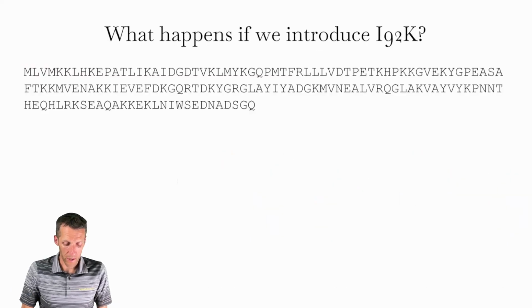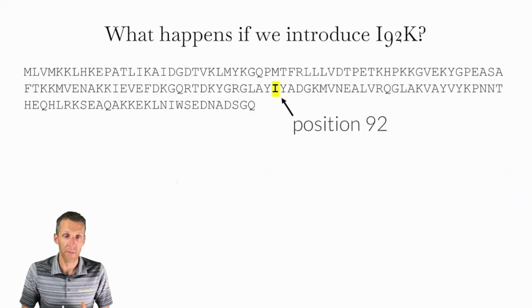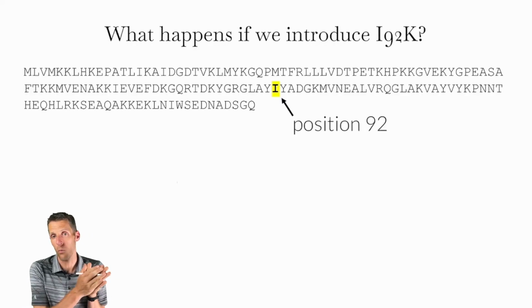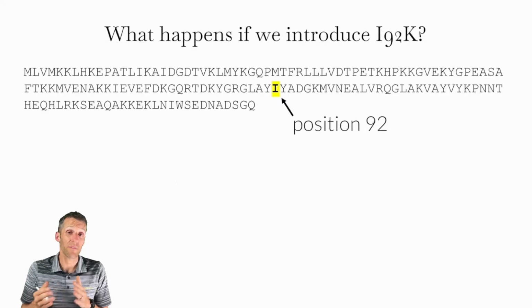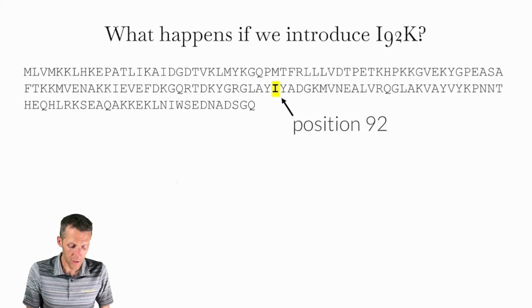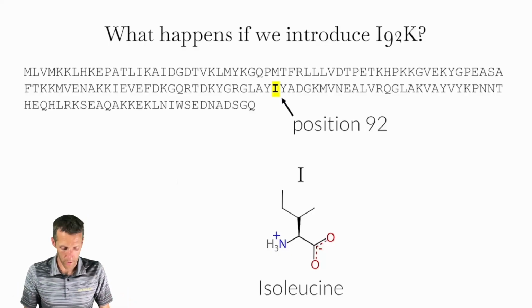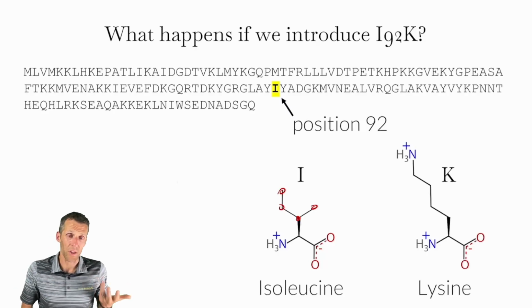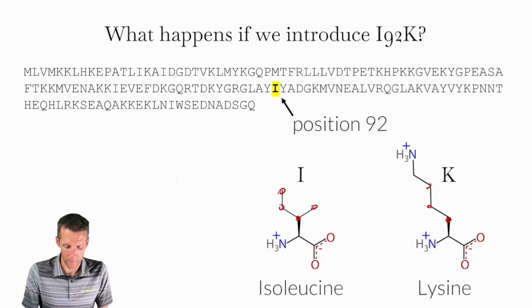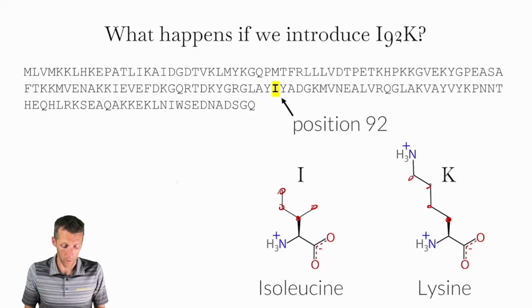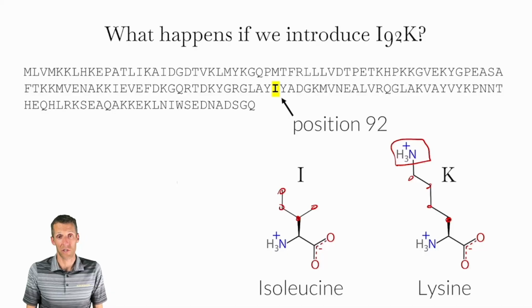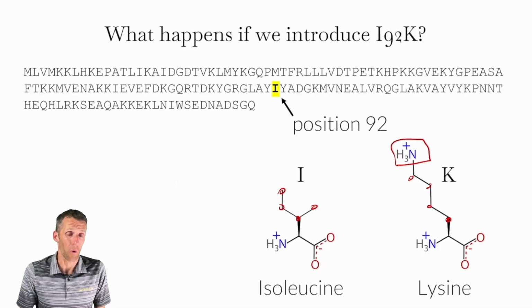What are we going to do? We're going to use a genetic trick to engineer this protein so that at position 92, we take what is currently an isoleucine and convert it into a lysine. Isoleucine is a very hydrophobic amino acid. I'm showing it here with its four nonpolar carbons, so it's hydrophobic and does not like being around water. And we're going to drop in a lysine, which in fact has the same number of nonpolar carbons, but then has this positively charged amine at the end. And so we're going to ask, what happens?